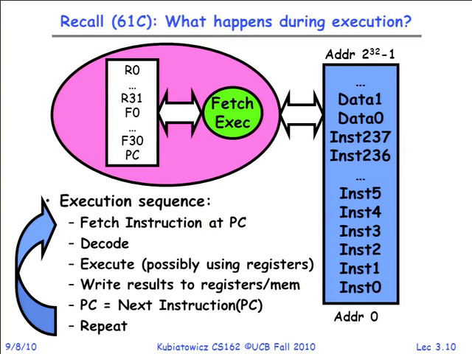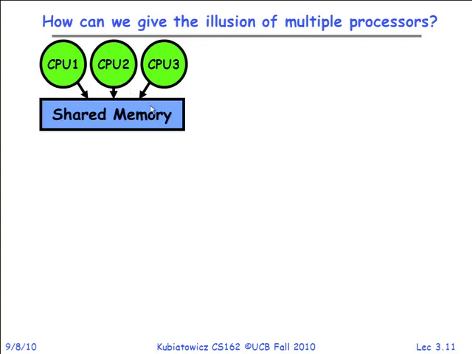We have to be alternating what's in the registers in order to give the illusion that we have many CPUs. Now, another way to look at that is as follows. PCs are basically executing instructions. So here we have the illusion we want is 3 CPUs on top of a shared memory.